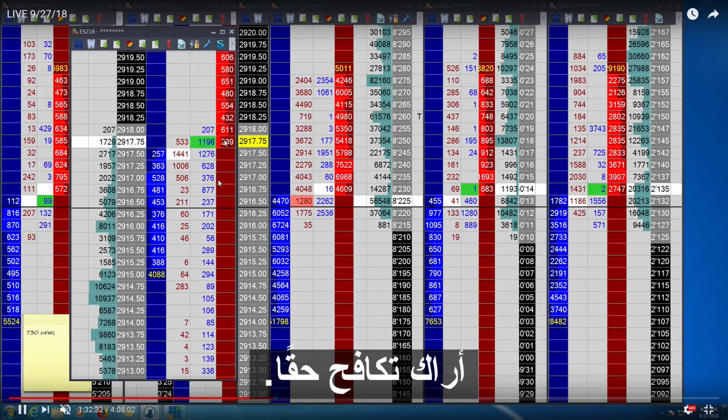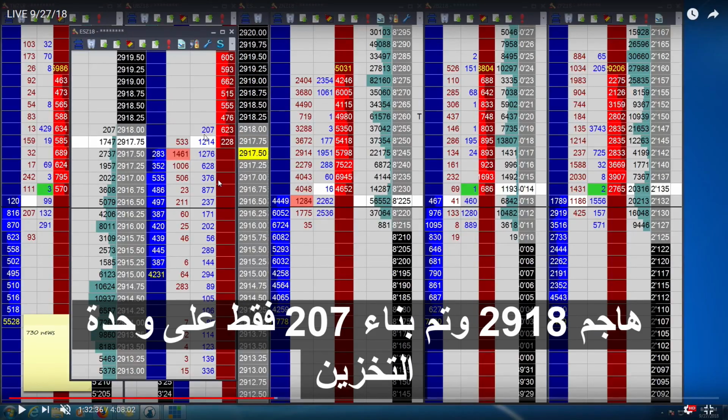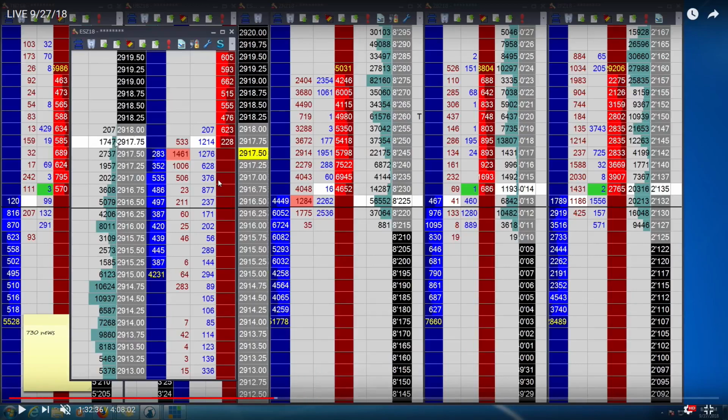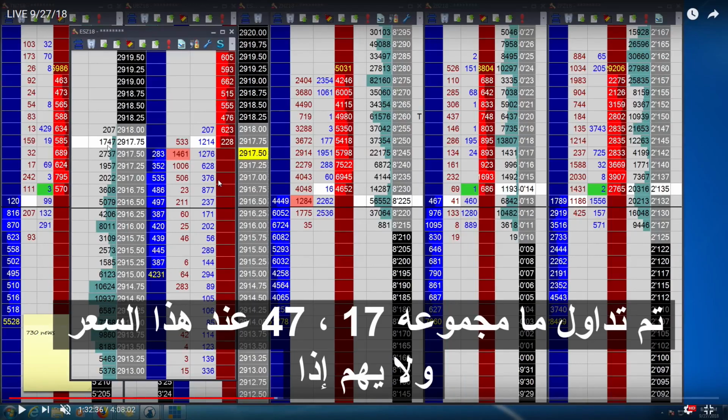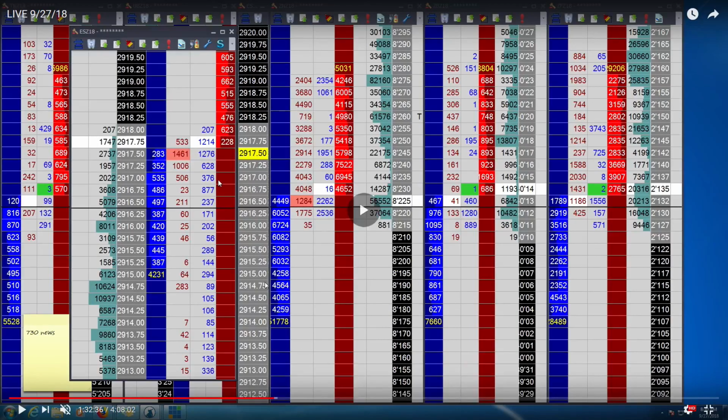See, it really struggles when it gets here. This is the wall. This is it. And now you can see the profile step. See how 207 contracts briefly attacked the 2918? And look, only 207 on the volume have been built. Right below it, a total of 1747 have traded at this price. And it doesn't matter if it's a buy order or a sell order.